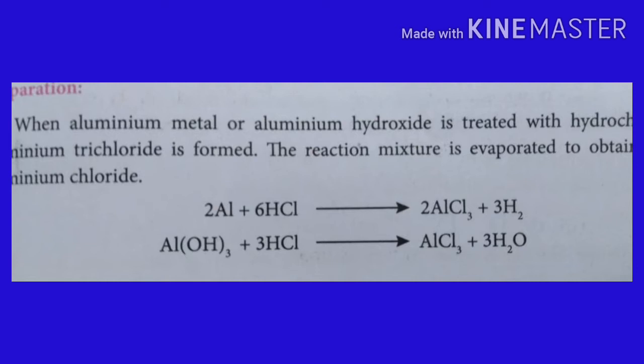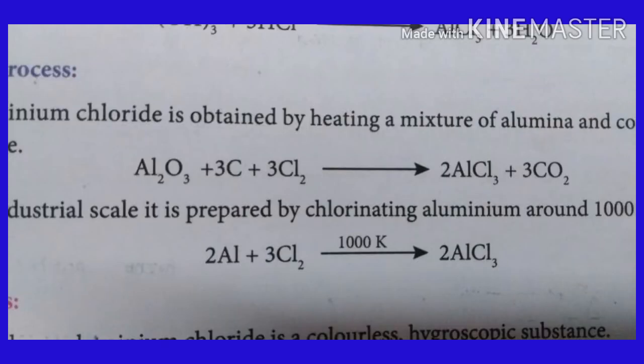If you want the hydrated aluminium chloride, you have to evaporate the mixture. Once you heat it, the water is evaporated and finally you can get the hydrated aluminium chloride. Next process is the McAfee process. In this process you take a mixture of alumina and coke. Alumina is Al2O3 and coke contains carbon. It is heated in a current of chlorine. You can prepare aluminium chloride with the elimination of carbon dioxide.